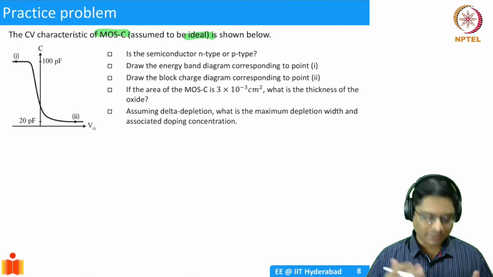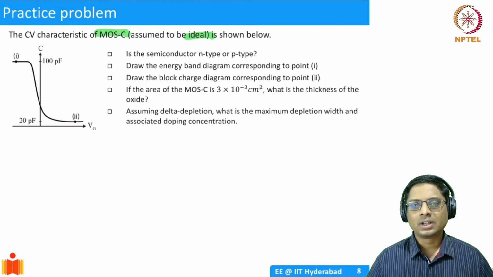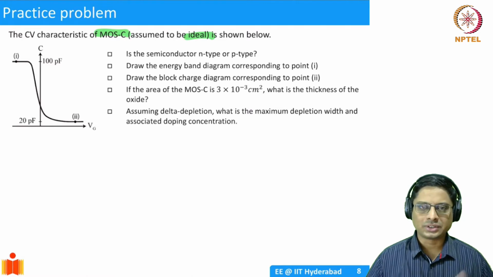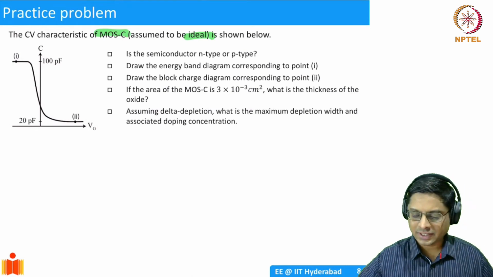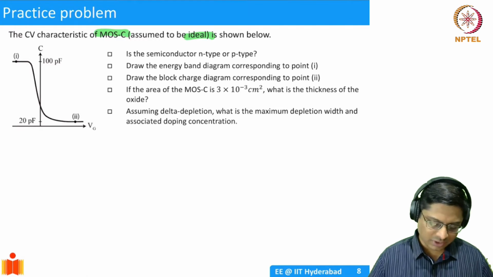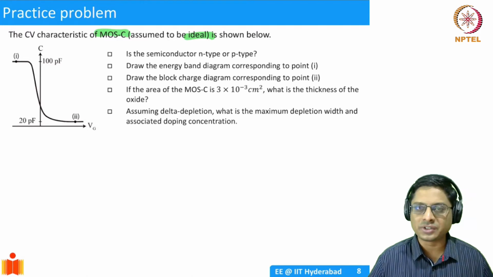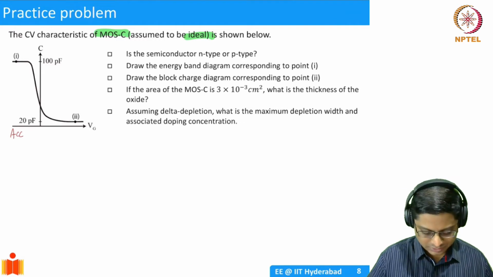First of all, when you look at the CV, is the semiconductor N-type or P-type? How do we answer that? Well, first we have to identify where the inversion is. There is oxide capacitance, accumulation capacitance, and the inversion capacitance. From our understanding of the concepts, whenever the oxide capacitance is involved, it doesn't change with voltage. So this part is the accumulation region, and then we go towards depletion, and finally at this point we hit the inversion.